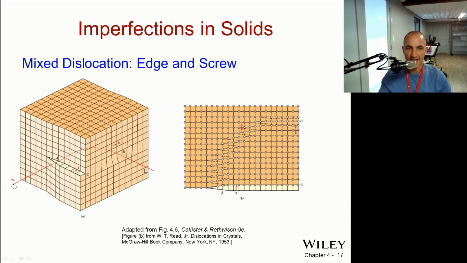So you can have a mixture of edge and screw, and this is called a mixed dislocation. And in this case, the dislocation line curves, making a 90-degree change in direction as it transitions from a screw dislocation here to an edge dislocation here. So all this area is a mixed dislocation.